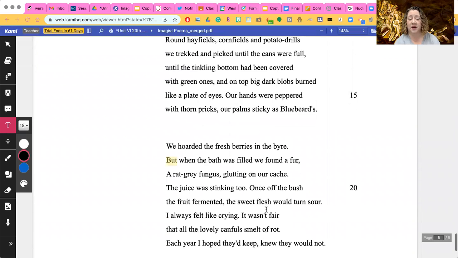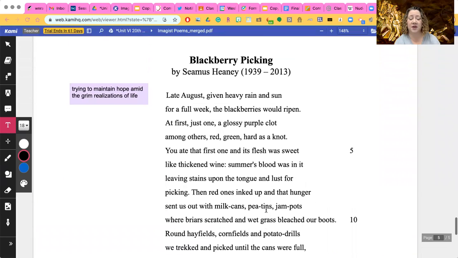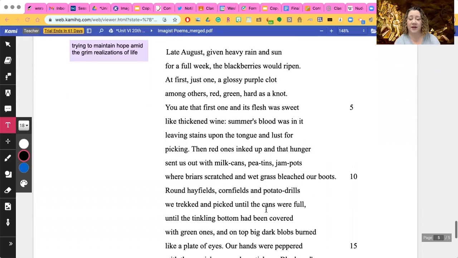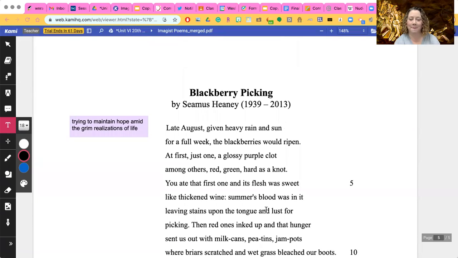Just like we see in postmodern work, right? Like, let's try to keep our hope alive, but it's tough. It's a tough thing to do.